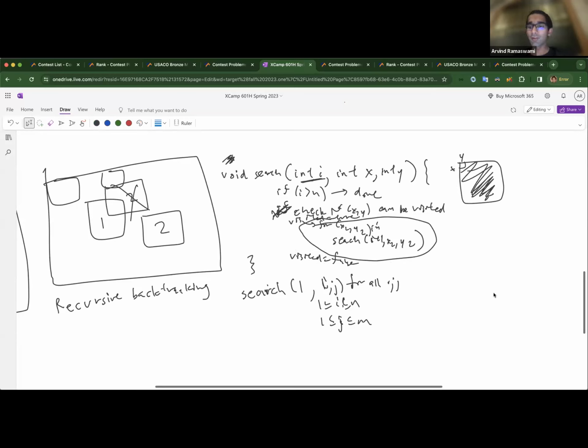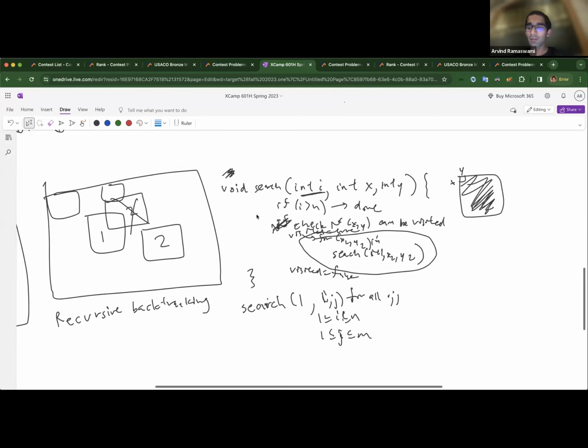Let me know if you have questions. I'm going to summarize this. This is bronze problem 3. Basically, you can do some kind of recursion where the state is which block you're placing, and then X and Y correspond to where you're placing the block.